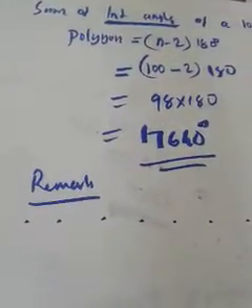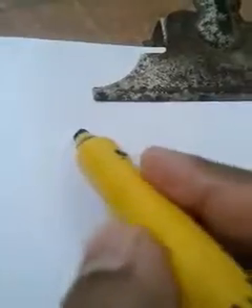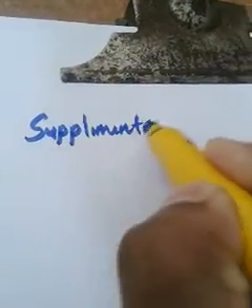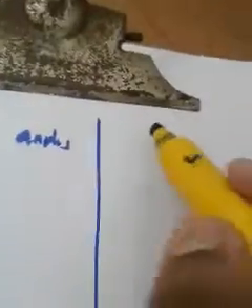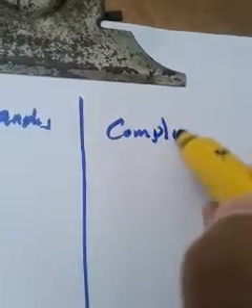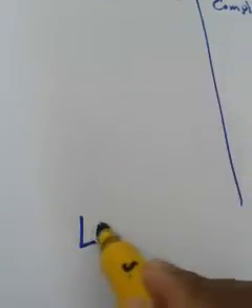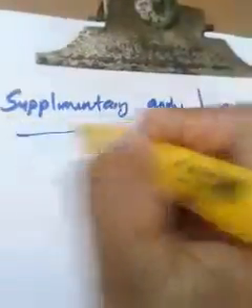Okay. Now we are going to learn a few more terms. The first concept is supplementary angles. The next concept is complementary angles. And the next concept is linear pair. All those things are very important. Okay: supplementary angles, complementary angles, and linear pair.